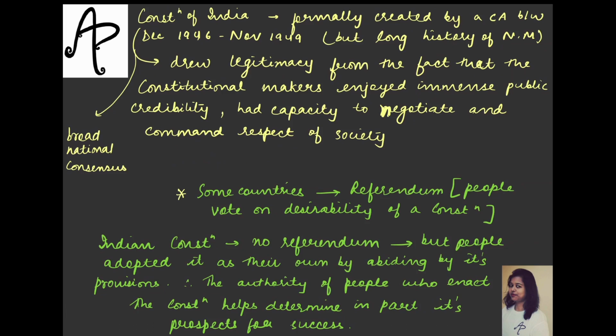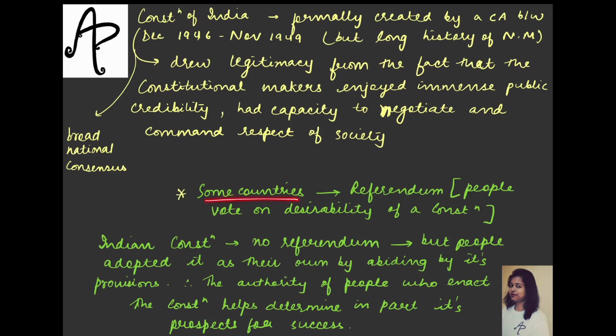So we can say that the Constitution of India has already got that broad national consensus, because it was framed by those people who were anyways representative of the normal public, because they enjoyed that public credibility.